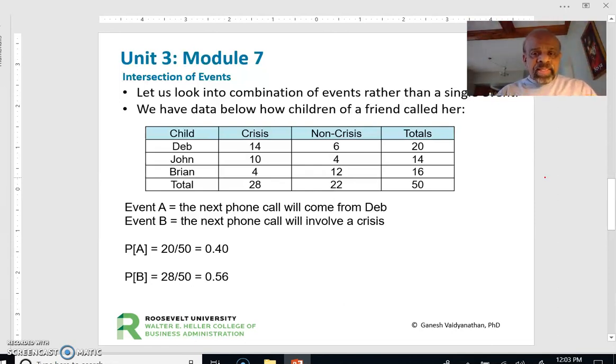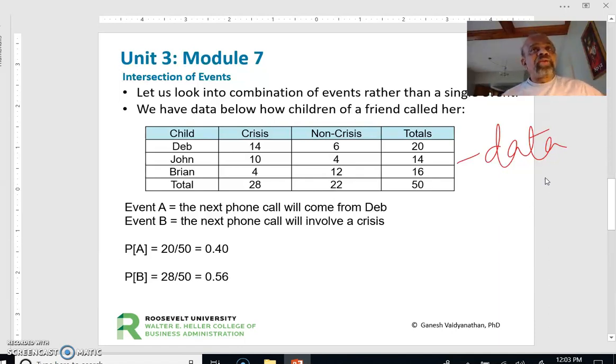And then he put it as a table like this. So this is my data. He wanted to know. So he called me and says, I have this table of events. Now tell me, what will be the probability of the next phone call that is coming from Deb? So what is the probability that Deb will call me next, or the next phone call will be from Deb?